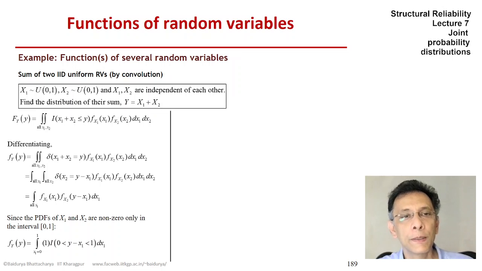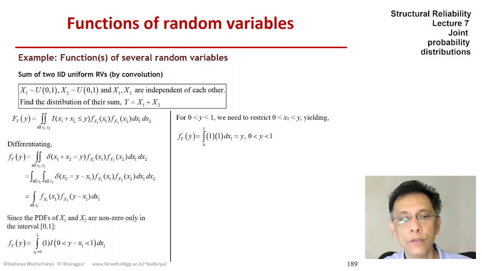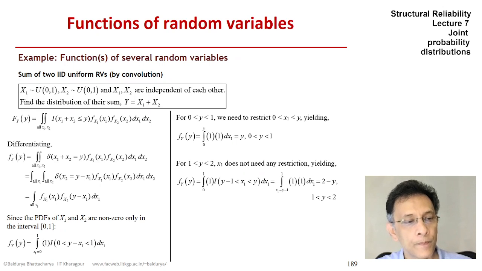So now it's convenient to split this integration for two sets of values of y. One in which y is between 0 and 1, and the other in which y is between 1 and 2. So in the first range, the density of y simplifies to y itself, that's between 0 and 1. And in the second range, between 1 and 2, the density integrates to 2 minus y.